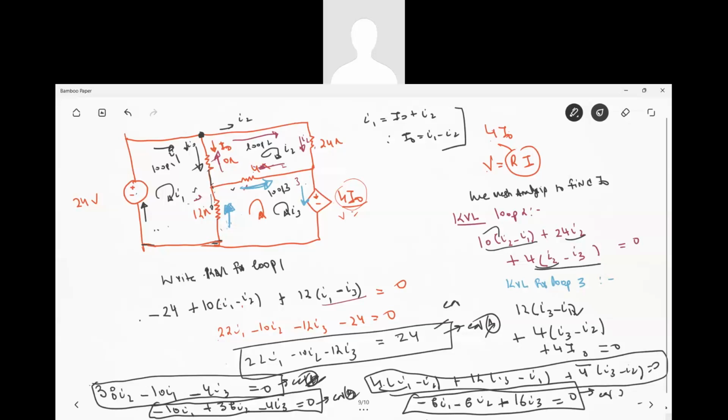So you'll get the values. I1 is 2.25, I2 is 0.75, I3 is 1.5. So we needed I naught, right? I naught is I1 minus I2. So I naught is 2.25 minus 0.75. That would be equal to 1.5 amps, right?